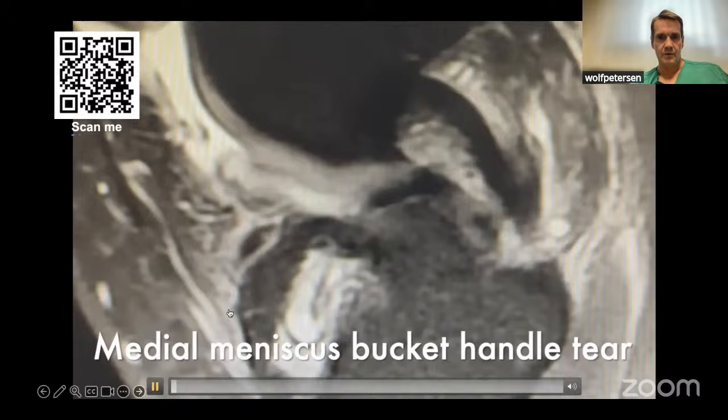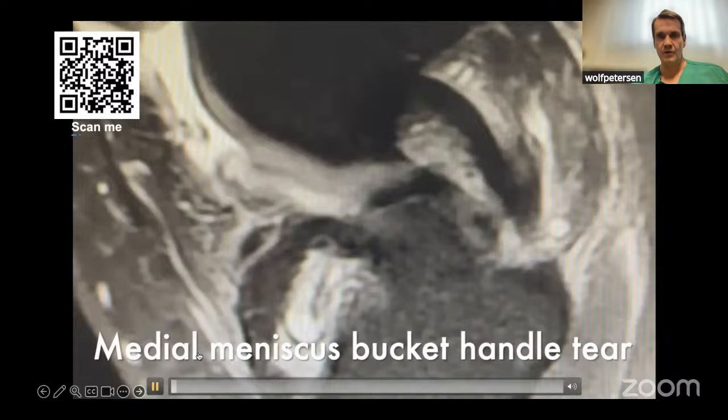No, it does not work. Let's wait a little bit, but if it does not work, you can scan this QR code here. Via this QR code, you come to my YouTube page, and via YouTube, you have access to the full video of the meniscus repair technique.